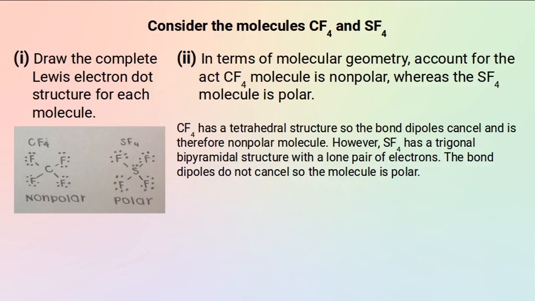For part 2, in terms of molecular geometry, account for the fact that the CF4 molecule is nonpolar, whereas the SF4 molecule is polar. CF4 has a tetrahedral structure, so the bond dipoles cancel and it is therefore nonpolar. However, SF4 has a trigonal bipyramidal structure with a lone pair of electrons, so the bond dipoles do not cancel, and so the molecule is polar.